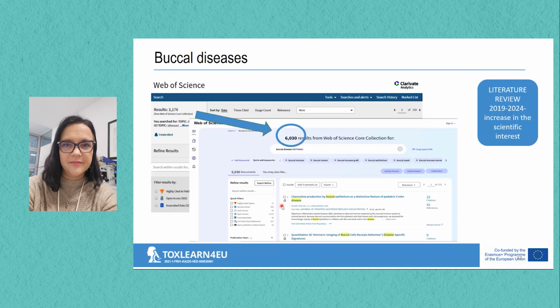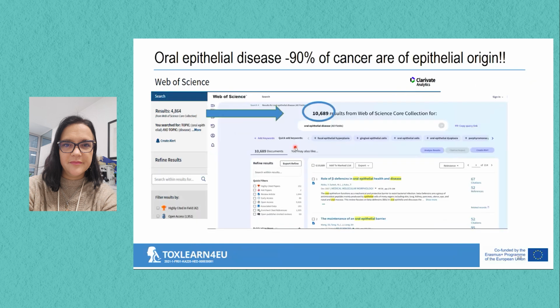In 2019, we have made the first literature review, and now in 2024, we have done another literature review. So I'm showing you some results from the Web of Science, how the interest of the scientific world has increased in those two assays or in the buccal cells. So from 2019, from 3,000 to 6,000 articles have been published about the buccal diseases, 10,000 and almost 700 about oral epithelial diseases.